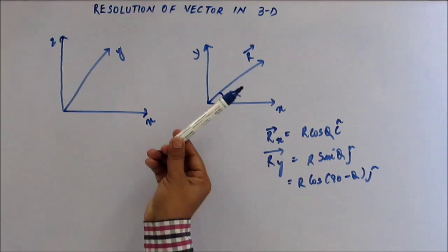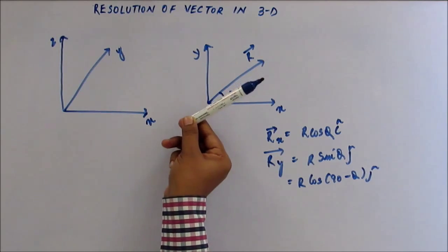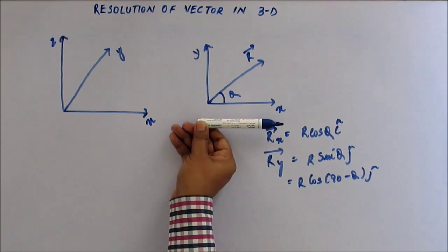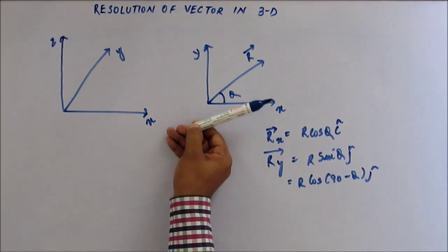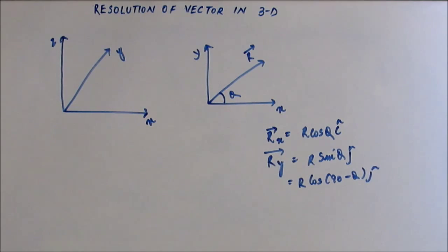So what I'm trying to highlight here is, if the vector makes an angle theta with a line, then the component of that vector along that line is magnitude times cos theta, theta being the angle between the vector and the line. Right? So this is how we resolve, and this is basically the idea. The same concept will extend in three-dimensional geometry as well.